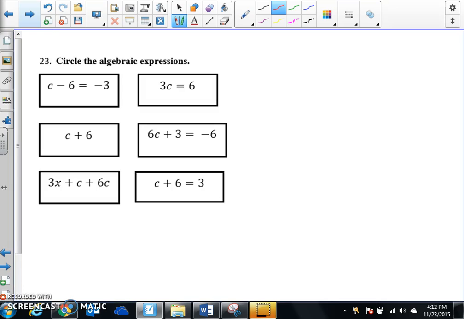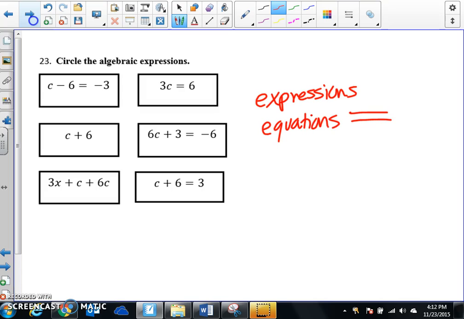All right, circle the algebraic expressions. Remember, there are expressions and equations. Equations have an equal sign. Expressions do not. So I'm literally just going to go through and find anything with an equal sign. If it has an equal sign, then it's an equation, not an expression. So this one is an expression, that one's an expression.